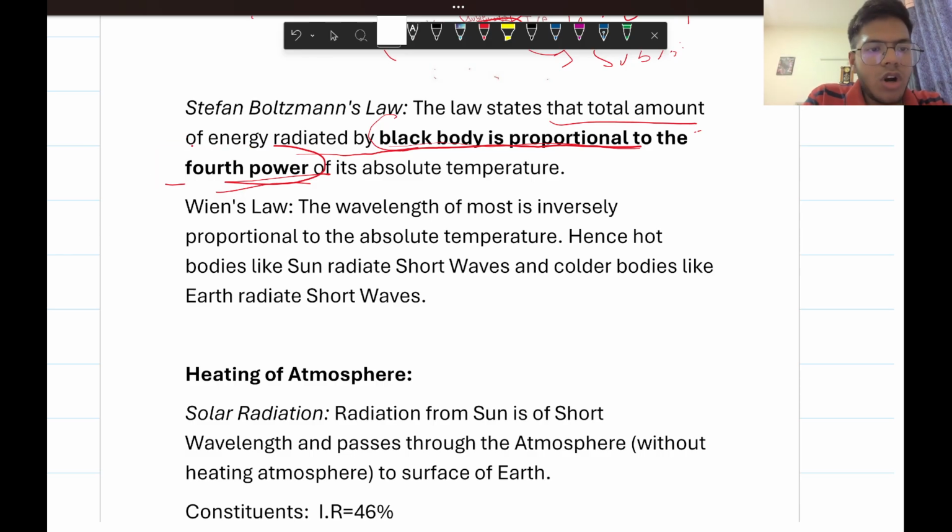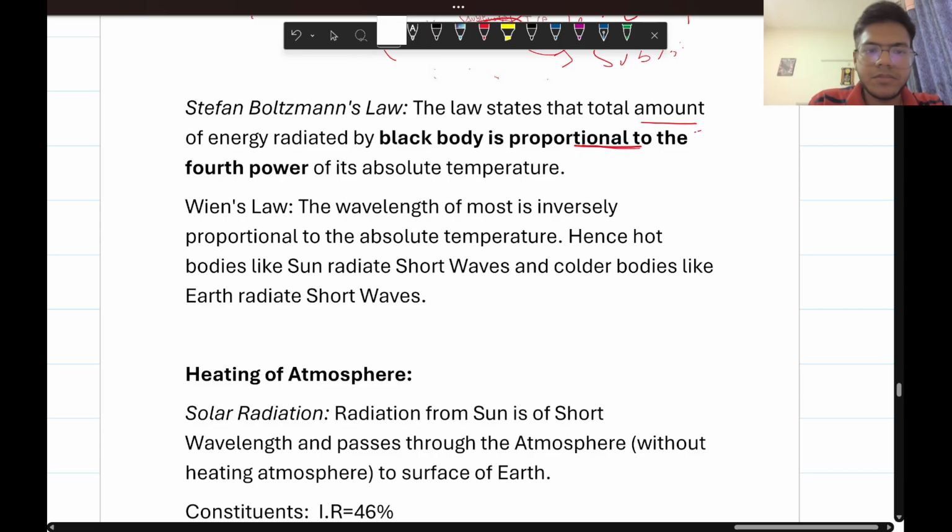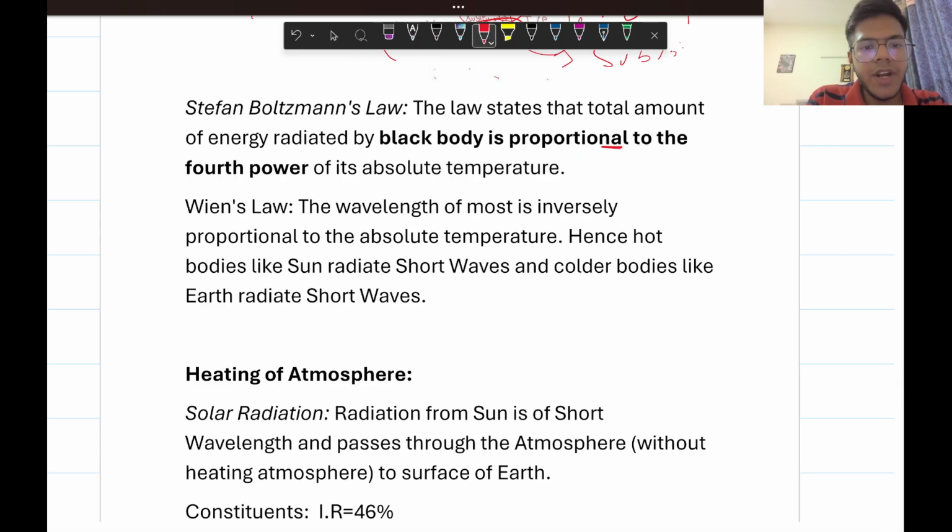Now guys, there is one law which is Wien's law. What does it say? It says the wavelength of most intense, here it is intense, I have missed it, so write this, intense radiation is inversely proportional to the absolute temperature. Basically guys, in shorter terms, I will tell you this law.